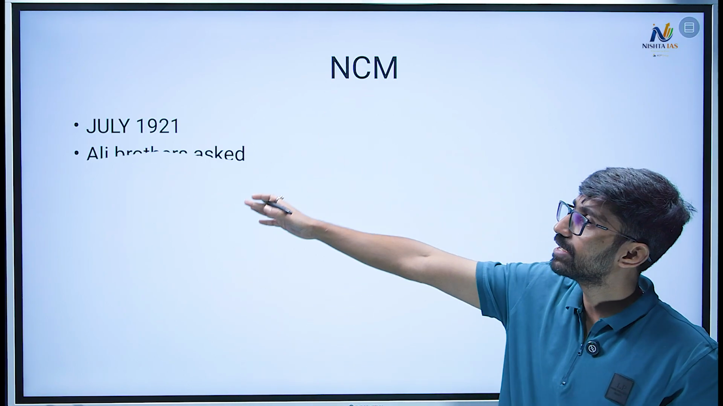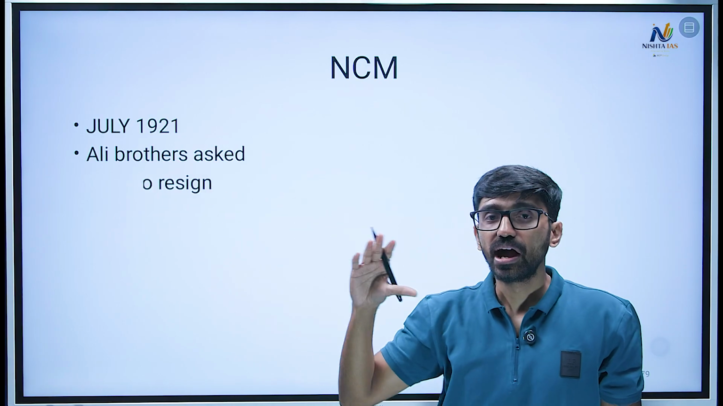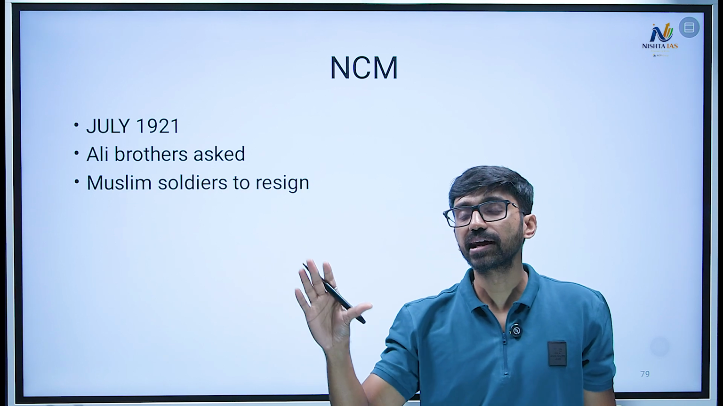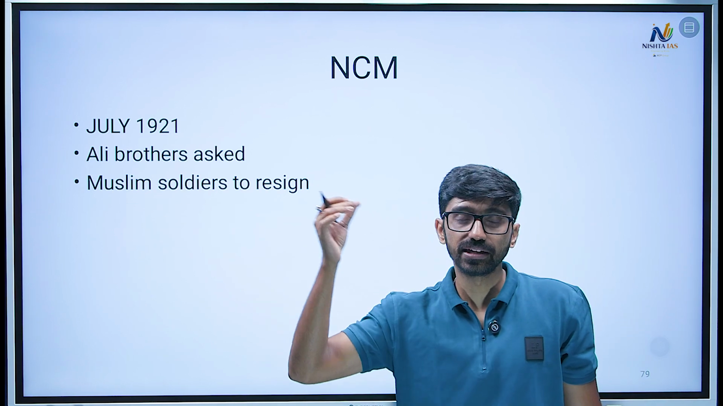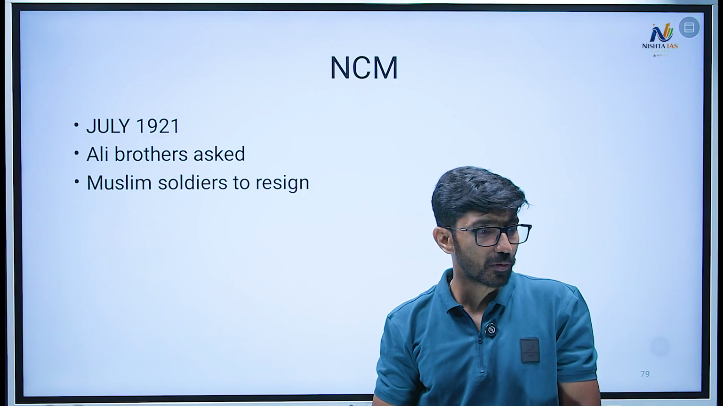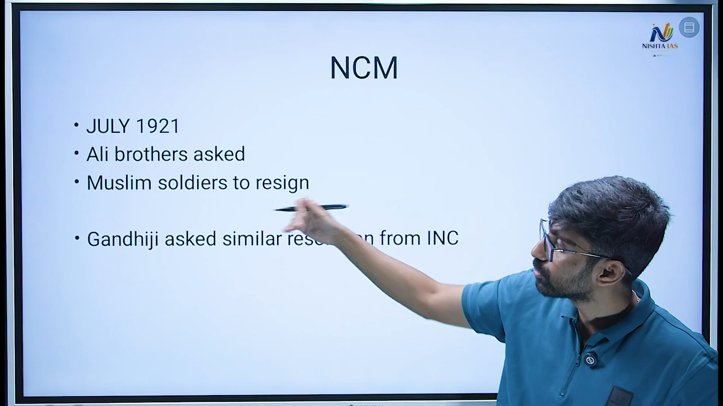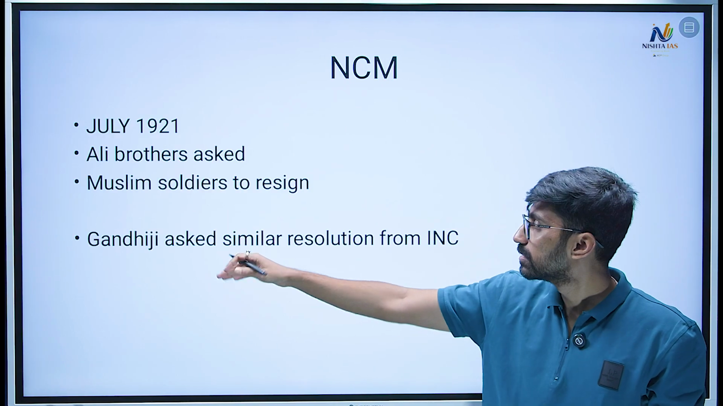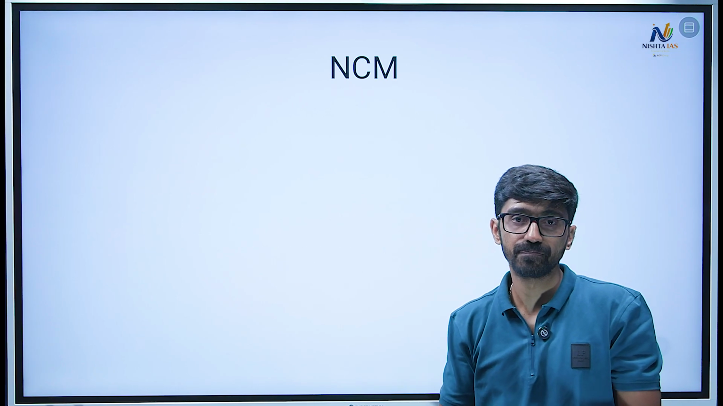Then in July 1921, the Ali brothers, Shaukat Ali and Muhammad Ali, gave a speech asking Muslims to resign from the British Indian Army, calling it unethical and un-Islamic, using religion to mobilize the people, particularly soldiers here. They asked Muslim soldiers to resign, calling it un-Islamic. Now Gandhi asked for similar resolutions from INC, asking Hindu soldiers to resign from the army.